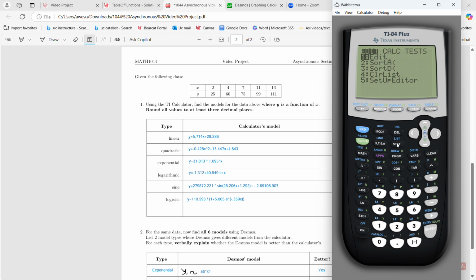And then for logistic, I went to calc, and then went down to logistic, and then calculate. And then I used a, b, and c again and plugged into y equals c divided by, in parentheses, 1 plus a e to the power of negative bx.